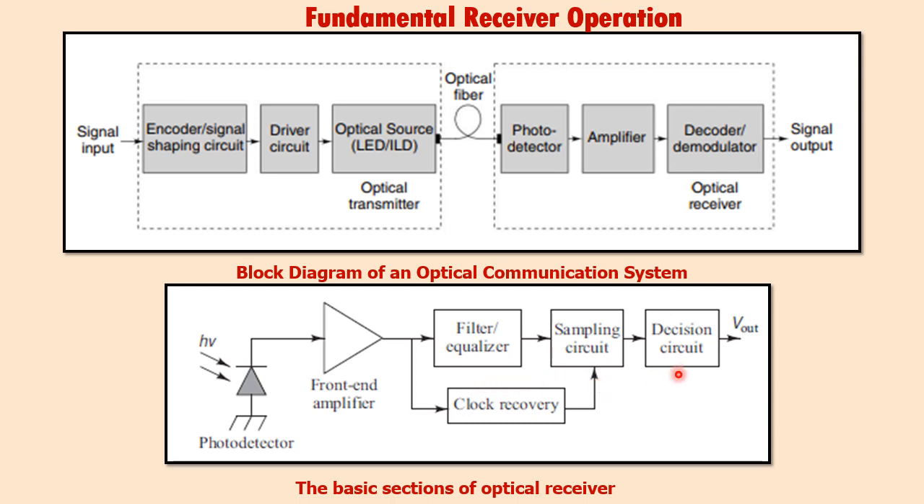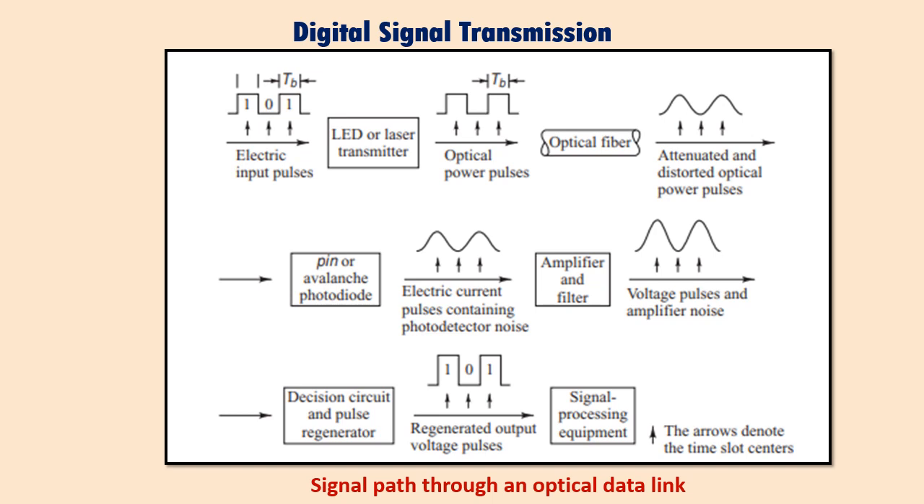The noise output is then reduced to the desired level by using this band limiting filter, or we can call it the equalizer. And then the signal is amplified to the signal data level by using the sample circuit, and finally a decision is taken based upon the amplified signal. So this is about the basic sections of an optical receiver, how the optical signal is converted into the electrical signal.